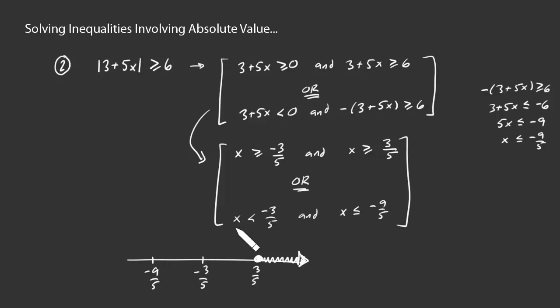The other scenario, you're less than negative 3/5, so we're over here somewhere to the left of this guy, and you're less than or equal to negative 9/5. So you're over here somewhere. Again, the overlap between those two, isn't that just to the left of negative 9/5? Or possibly on negative 9/5?